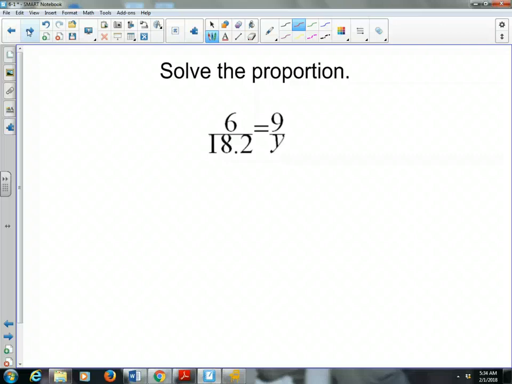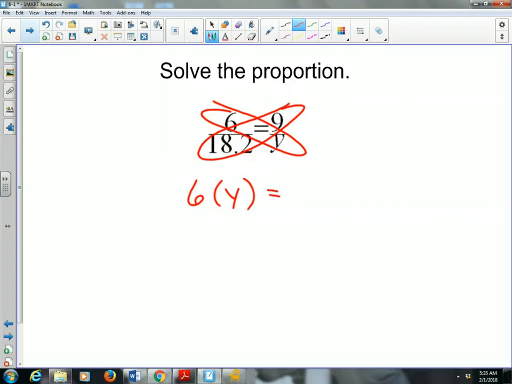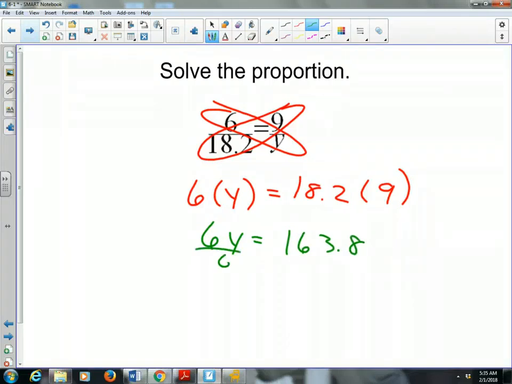So the way that we solve proportions, being that two fractions are equal to each other, their cross products are equal to each other. So I can simply cross multiply them and solve. Once you cross multiply, now there's no more denominator. It's 6 times y, that equals 18.2 times 9. Now there's no more denominator, and now you could solve this equation just like you did when you were in 4th or 5th grade. 6 times y is 6y, 18.2 times 9 is 163.8. And then we divide both sides by 6, and we get y all by itself. And y does equal 27.3.